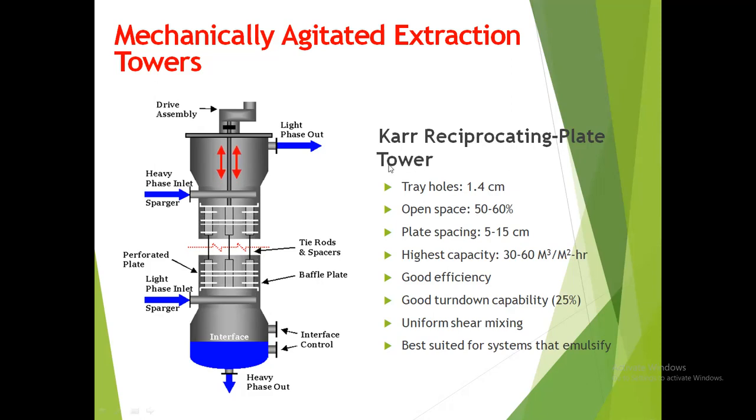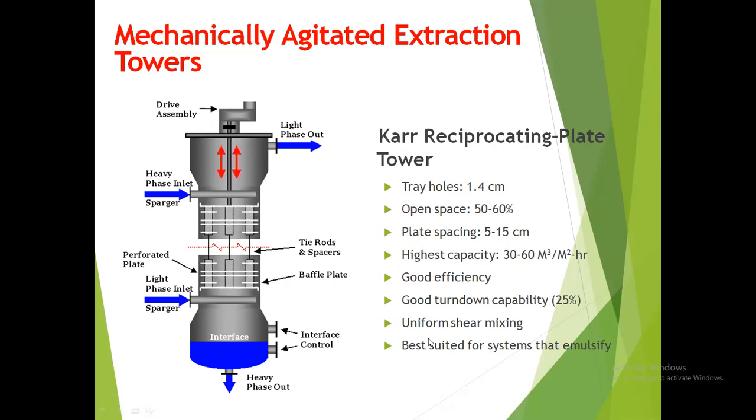So your tray holes are 1.4 centimeter. The open space is 50 to 60%, the biggest of all the extraction towers so far. Open space meaning if you sum up the areas of the holes, it would be 50 to 60% of the total tray area. Plate spacing is 5 to 15 centimeters. Highest capacity so far. So open space is the highest, and also highest in capacity: 30 to 60 cubic meter per meter squared per hour.